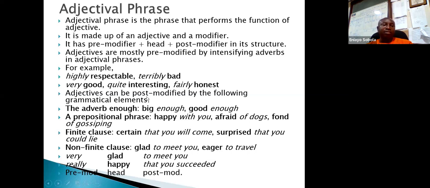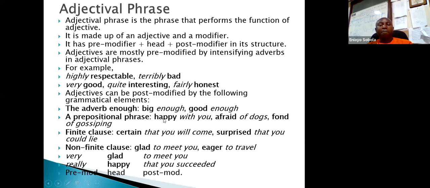Another thing you need to notice is that adjectives can also be post-modified by the following grammatical elements. We can have the adverb enough. The adverb enough can post-modify an adjective. For example, big enough. You can say the room is big enough. Big is an adjective, while enough is an adverb. Good enough. Beside that, a prepositional phrase can also perform the function of post-modifying an adjective.